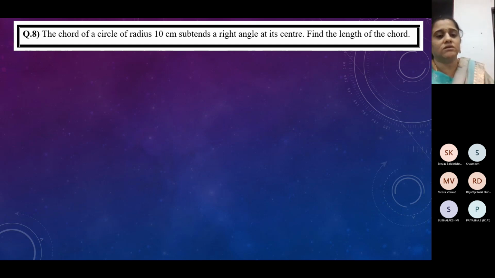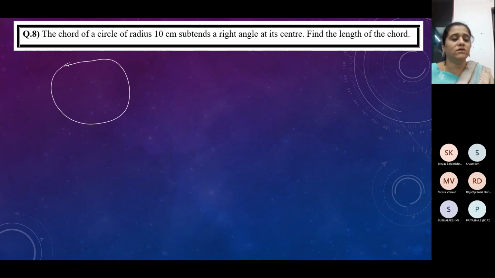The chord of a circle of radius 10 centimeters subtends a right angle at its center. See, actually the answer you know, but you should make the figure. So, the chord of a circle of radius 10 centimeters. We'll mark that later. The chord subtends a right angle at its center.